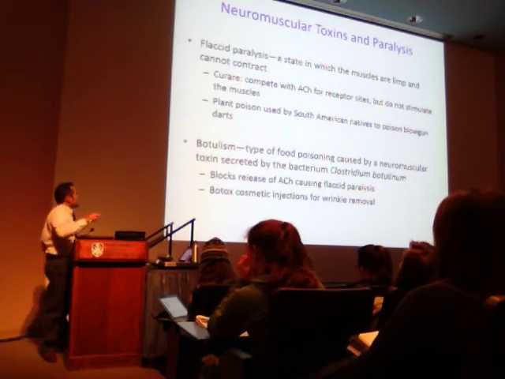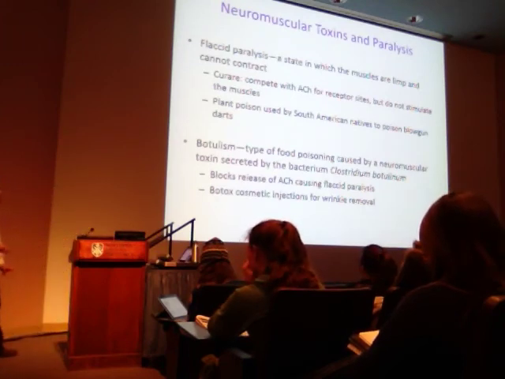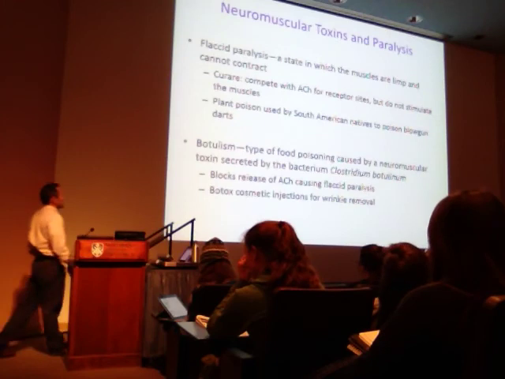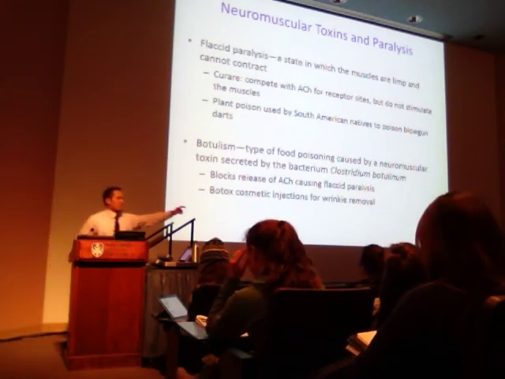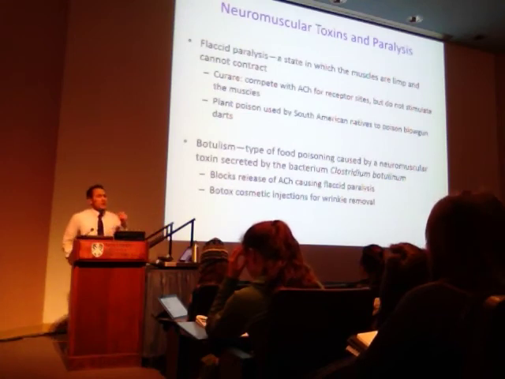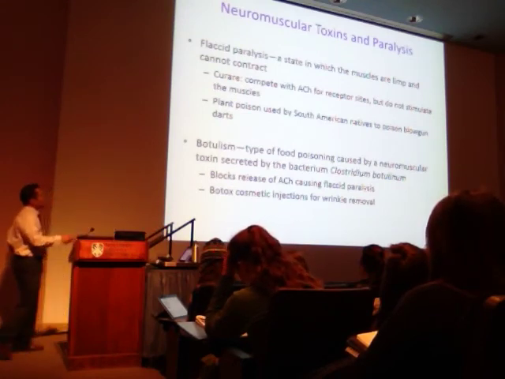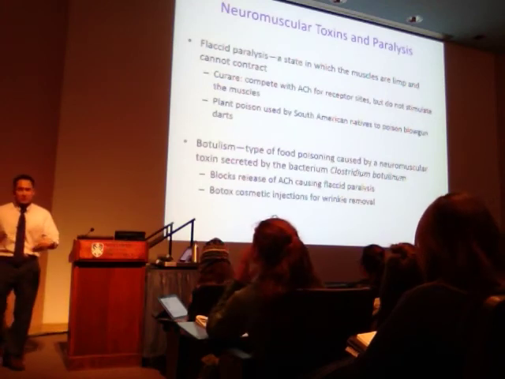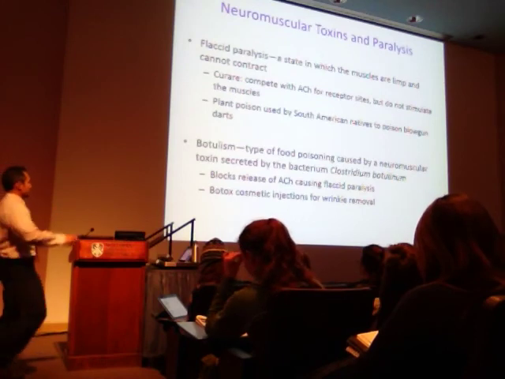Curare is a drug, a naturally occurring poison that competes with acetylcholine, so it competitively competes. It binds preferentially to acetylcholine receptors and prevents acetylcholine from binding. And so if acetylcholine can't bind, you don't send the action potential to the other side. The motor end plate never gets the signal.